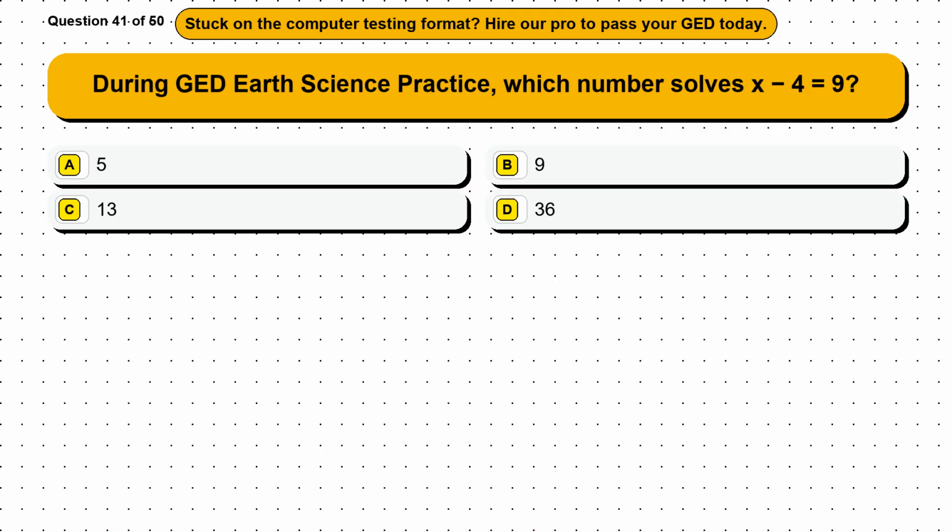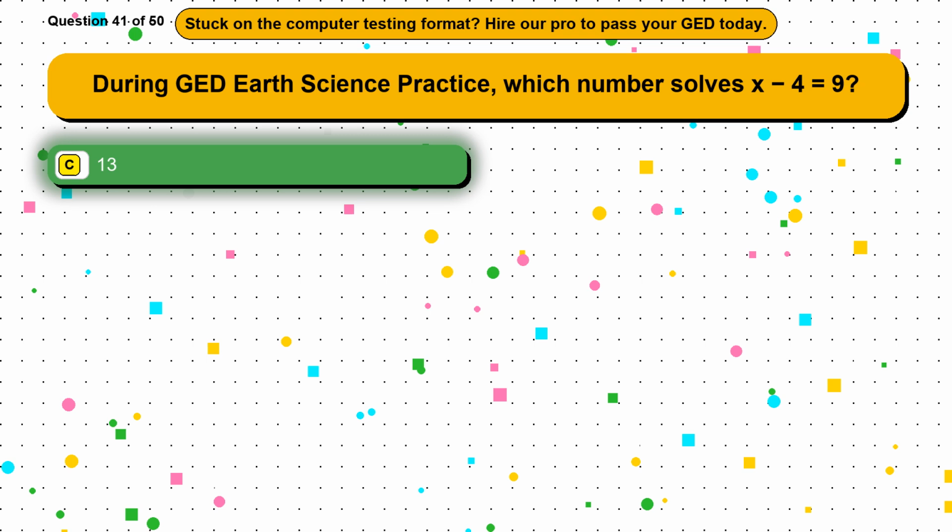Question 41. During GED Earth Science Practice, which number solves x - 4 equals 9? Option A 5. Option B 9. Option C 13. Option D 36. The correct answer is option C 13.